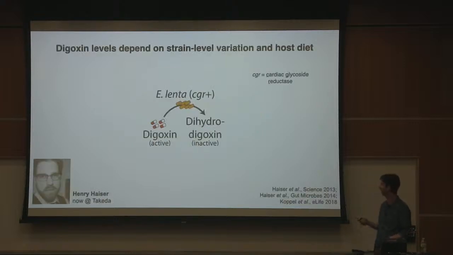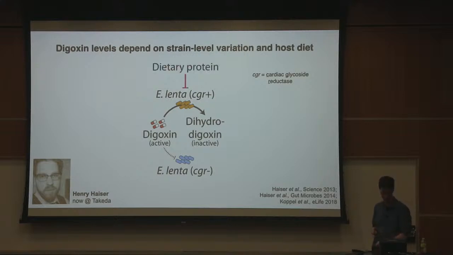And so Henry Haiser, a former postdoc in our lab, who is now in industry, discovered a couple of reasons why this might be. One is that not all Eggerthella lenta strains are the same. We identified a 2-gene operon that we named the cardiac glycoside reductase operon. If you look at a CGR positive strain, it metabolizes digoxin, whereas CGR negative strains do not.